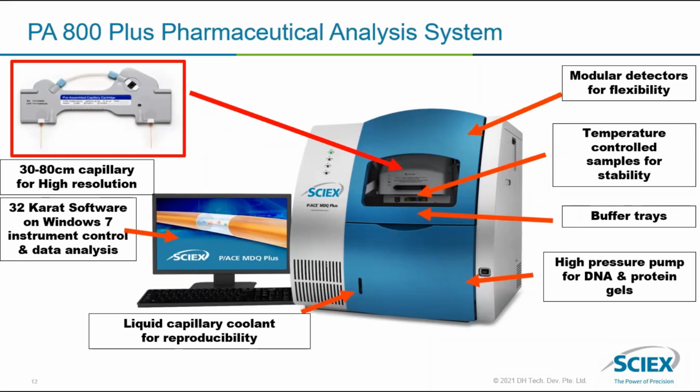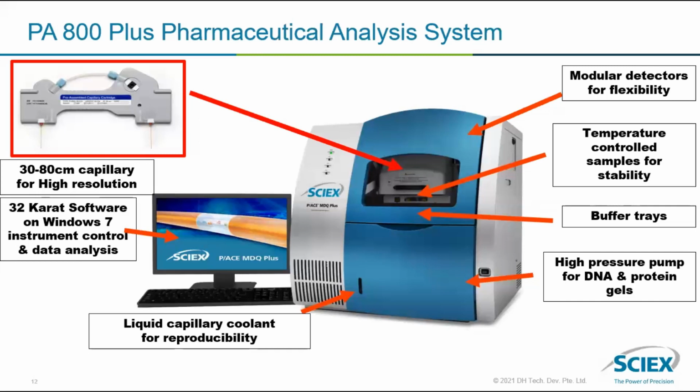On the right-hand side, you can see we have modular detectors. This gives you more flexibility in terms of the choice of detector you want to run for different applications. We have a UV detector, a photodiode array, and a third detector, laser-induced fluorescence. We normally use laser-induced fluorescence for molecules like glycans or sugars, where you can tag your molecule with a fluorescent dye and then detect it on the laser detector.